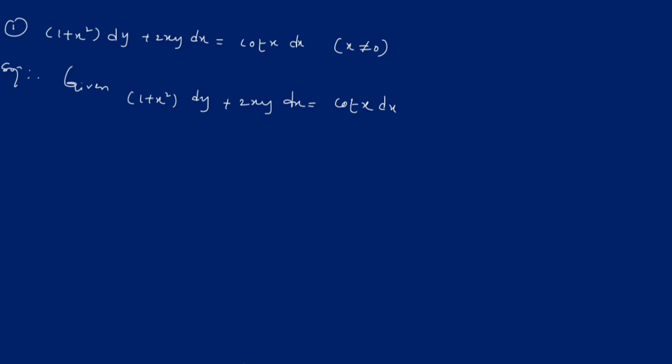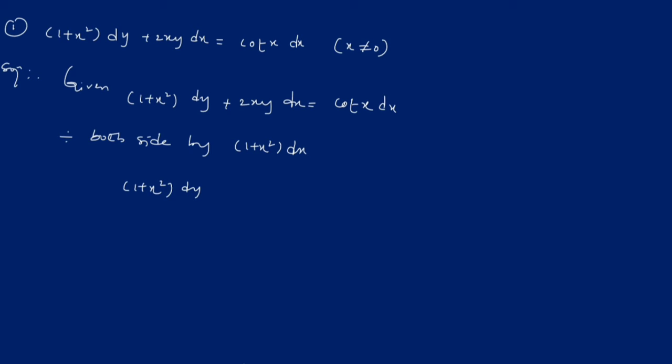So now we have to convert it into the standard form, in the dy by dx form: dy by dx plus py equals q. We know already the standard form of a linear differential equation. For this, we have to take the dx term to one side, dividing both sides by (1 plus x square) dx. We have to divide the terms of LHS and RHS, both sides. Let's see what we get.